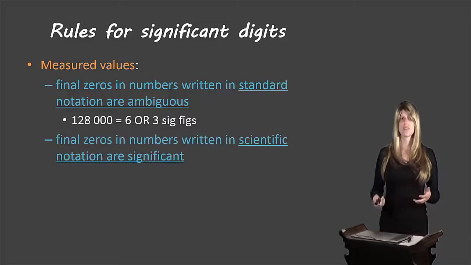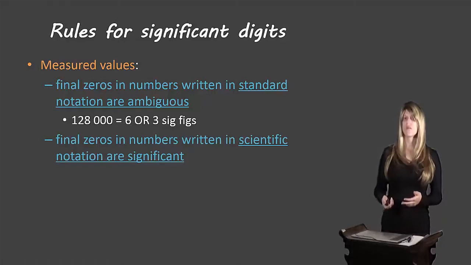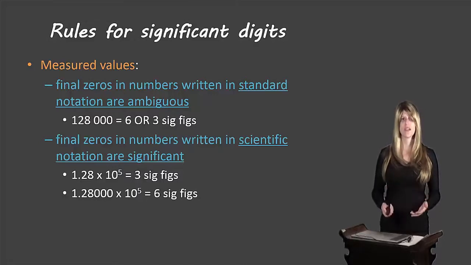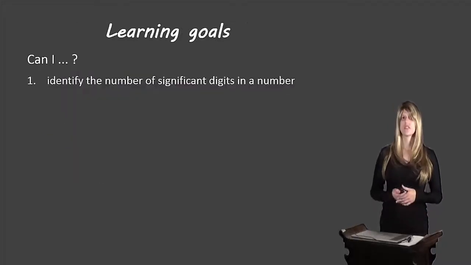This is one of the reasons that scientific notation is very useful. Final zeros in numbers written in scientific notation are significant. So if we are given 1.28 times 10 to the 5, then there are 3 significant digits. But if it was 1.28000 times 10 to the 5, we know there are 6 significant digits. So it's the same number but with a different number of significant digits, and when it's written in scientific notation, we actually know that information.